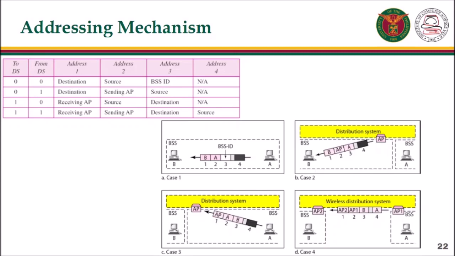Address 3 is the address of the final destination if it is not defined by address 1, or the original source station if it is not defined by address 2. Address 4 is the original source when the distribution system is also wireless.